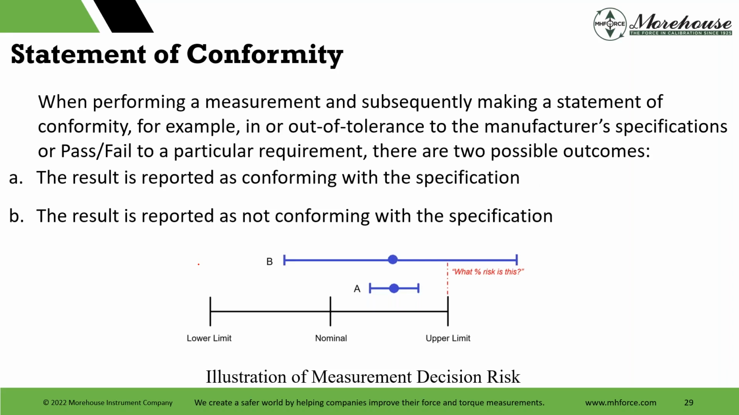Statement of conformity, when we're saying something, did it pass, fail? Did the basket go in? Did it not go in? There's really, really two possible outcomes, right? Did it go in? Did it not go in? Is it conforming within the specification, or is it not conforming within the specification?